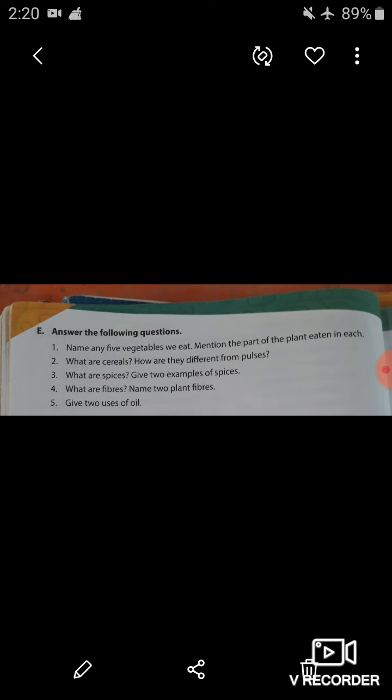So now students, I am going to discuss the answers of these questions and tell you how to write the answer of these questions in your fair copy. So first of all, take out your notebook, pencil, and eraser along with you.